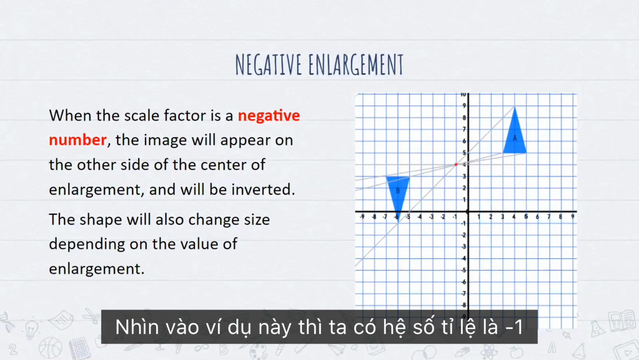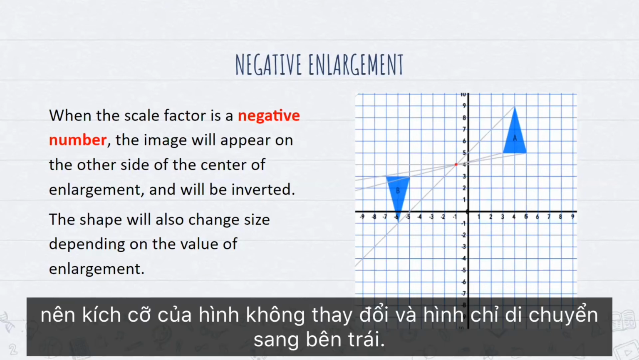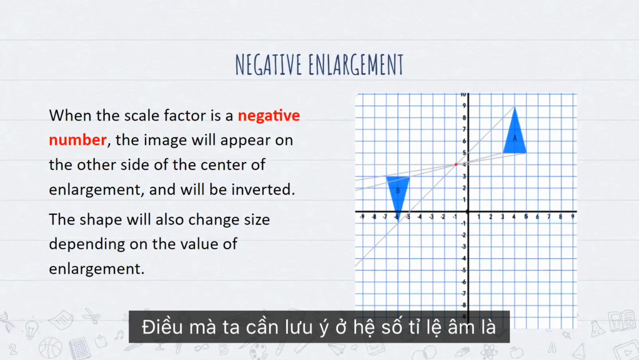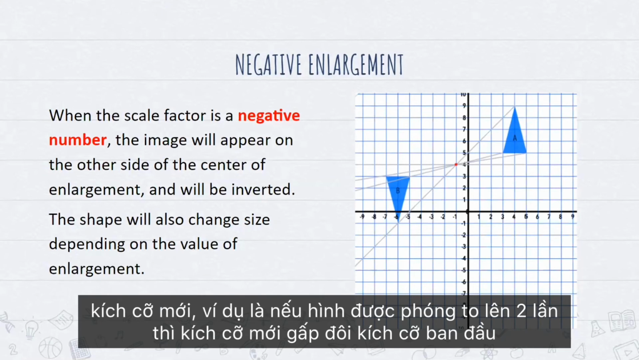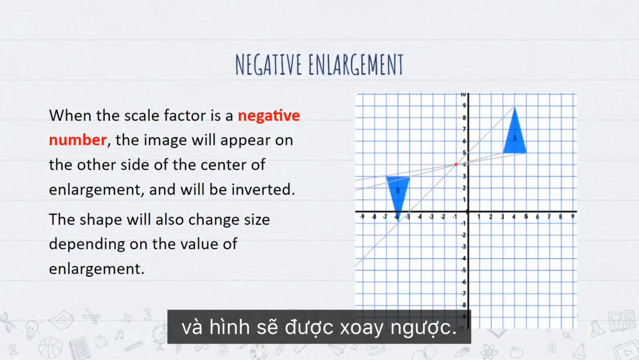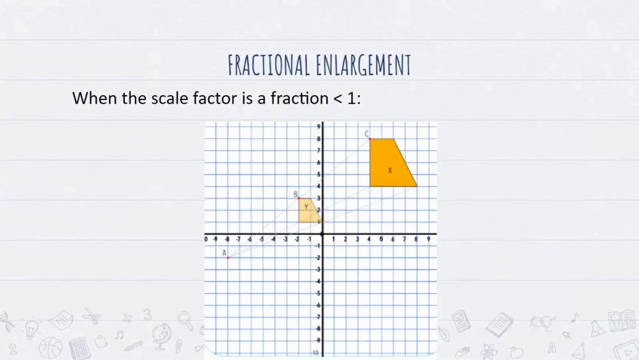So in this picture, you see our example, the scale factor is -1. So the shape is still the same, but it just shifts onto the other side. What you will notice about negative enlargement is that the shape will be enlarged. For example, twice, it will be twice the size of the original image, and the image will be inverted, which is upside down.